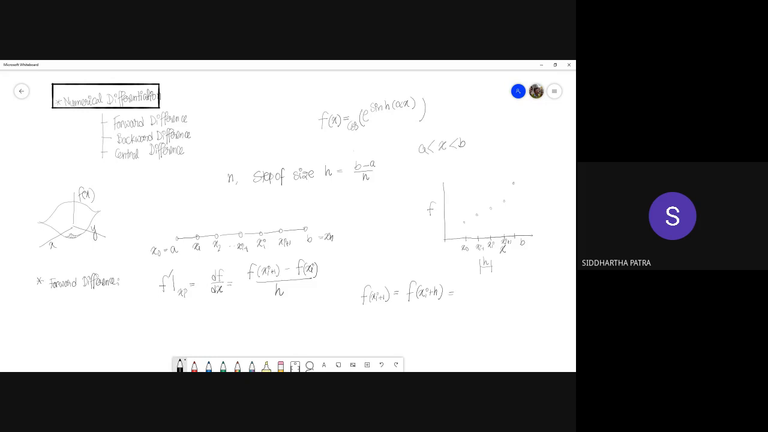So basically it can be written as f of xi, and then h times f prime evaluated at xi, then h squared divided by 2 factorial f double prime evaluated at xi, and then h cubed divided by 3 factorial f triple prime, that is the third derivative, evaluated at xi, and so on up to infinity.